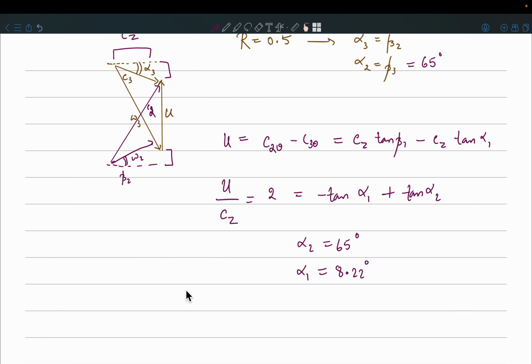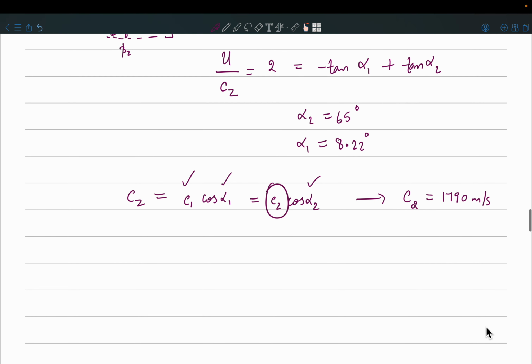Okay, and then I know Cz can also be found as C1 cos alpha 1, and that is equal to C2 cos alpha 2. So now I know C1, I know alpha 1, I know alpha 2, so I can find this quantity C2, right? So plug in all the values, this gives me C2 equal to 1790 meters per second. Alright.